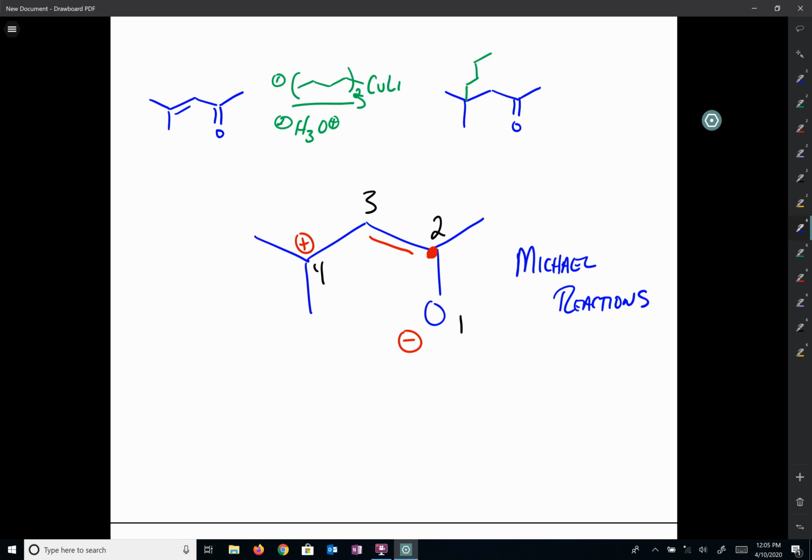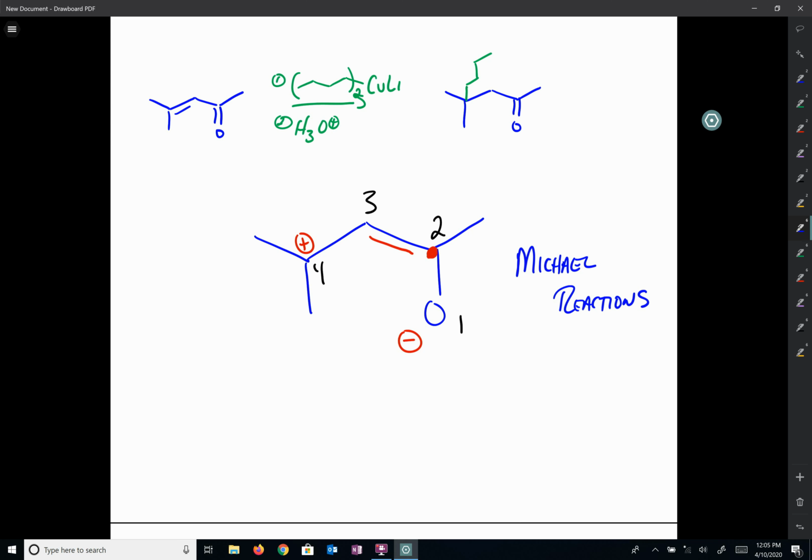And the internet is down at the moment, but hopefully by the time I can post this and everything comes back up, I can post some other links for you guys about Michael additions, okay? But there's 2 things we need to have, right? We need to have a donor, aka the thing that's going to attack at the 4 position, the incoming nucleophile, right? And we're going to have the acceptor, aka the alpha-beta unsaturated ketone.